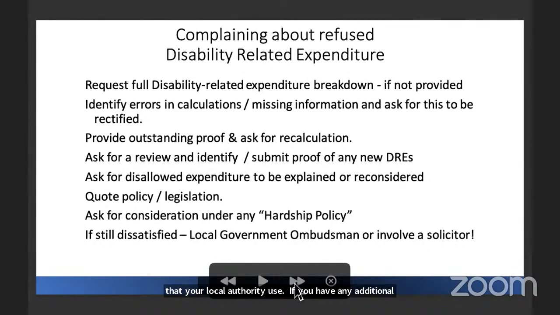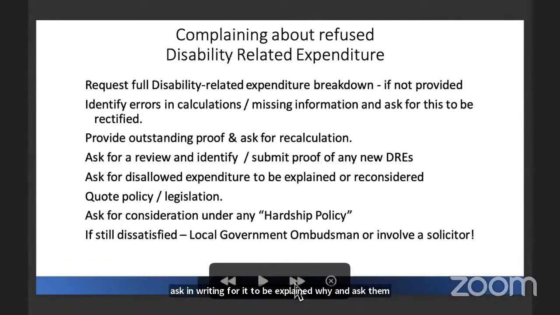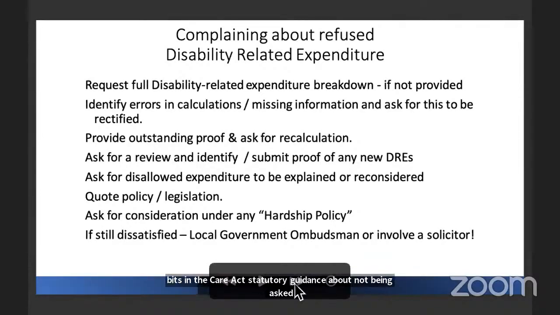If some disability-related expenses are not allowed, ask in writing for it to be explained why, and ask them to reconsider after you've given an explanation, and also quote policy and legislation. So use those little bits in the Care Act statutory guidance about not being asked to pay more than you can afford, or that the local authorities are supposed to support well-being and social inclusion.